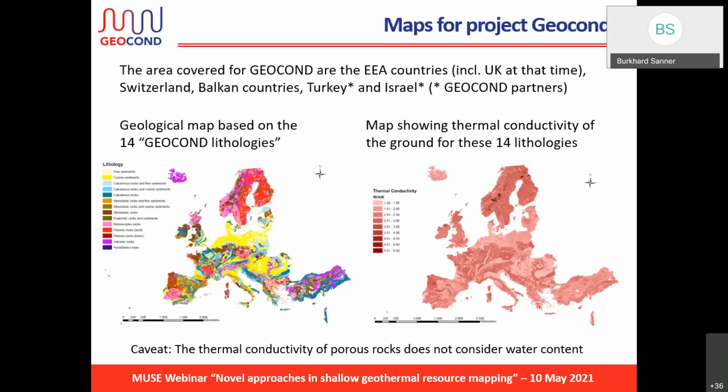The area covered is the EEA countries. The UK was still part of the EEA when we did that. Plus Switzerland, Balkan countries that are not, and Turkey and Israel, because they were Geocond partners in both of these countries.